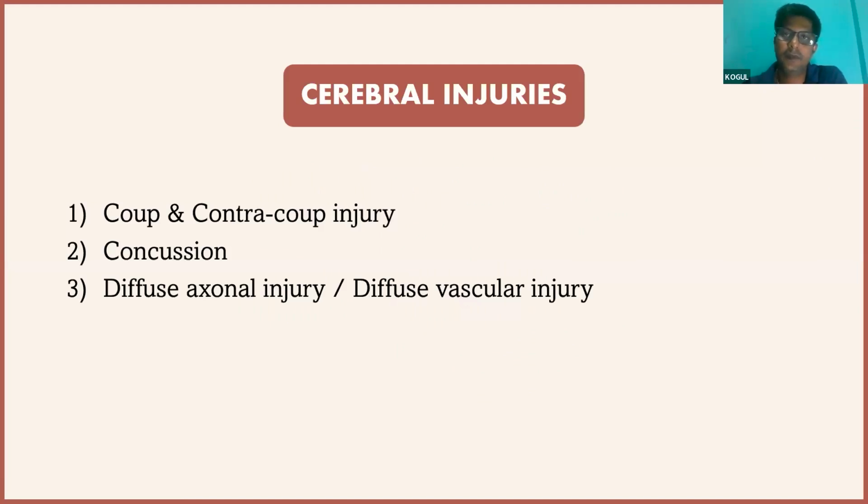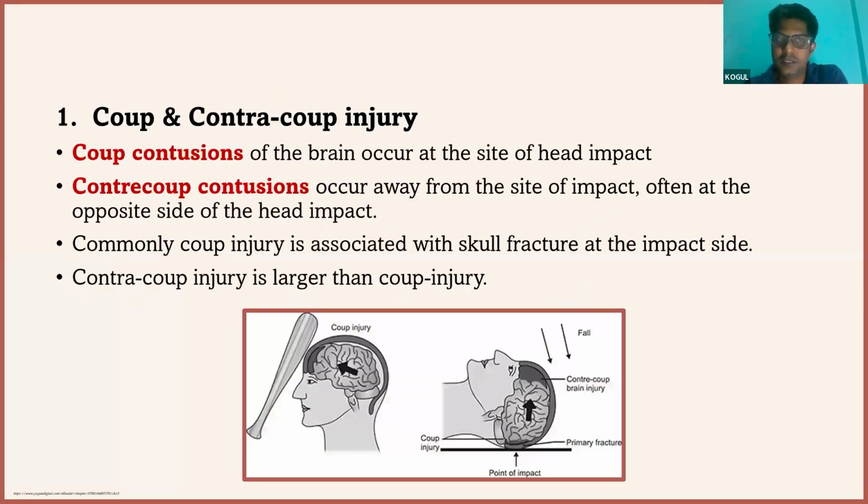In cerebral injury we mainly see coup and contrecoup injury, concussion and diffuse axonal injury. Let's quickly see what those are. As you all know, coup means the injury at the site of the impact. Contrecoup means that when the impact is there, the injury is on the opposite or diagonally opposite side of the brain. That is contrecoup injury. So when the impact is here, we will get injuries here.